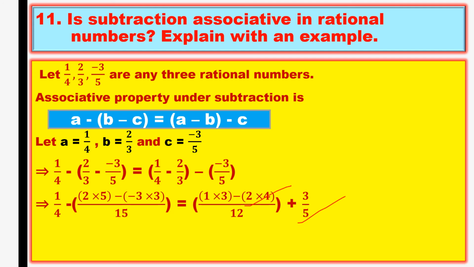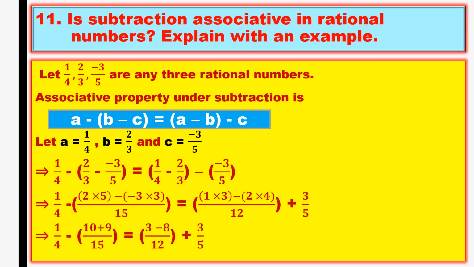Now you simplify the bracket things. 1 by 4 minus 5 to 10. Here I did see minus into minus plus. Here also you can write plus directly. If you are having any doubt, you can do it in the next step also. Minus into minus is plus, 3 threes are 9. Here also 3 minus 8 by 12 plus 3 by 5. Okay. Your next step will be, so this is your next step.